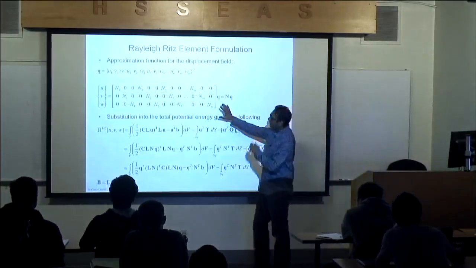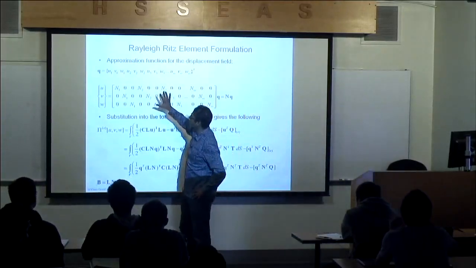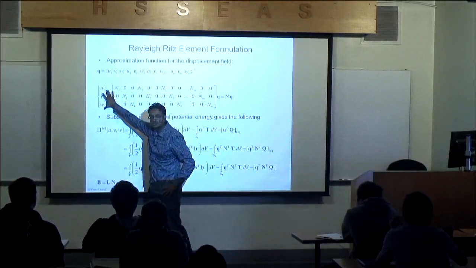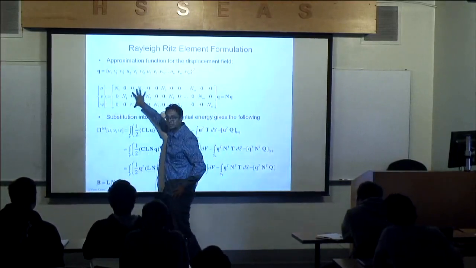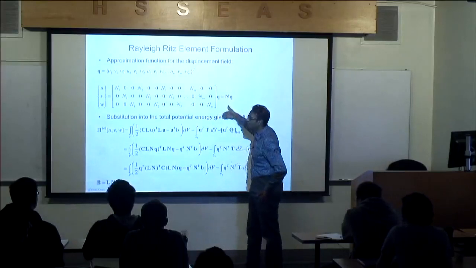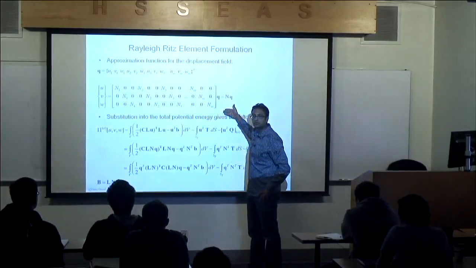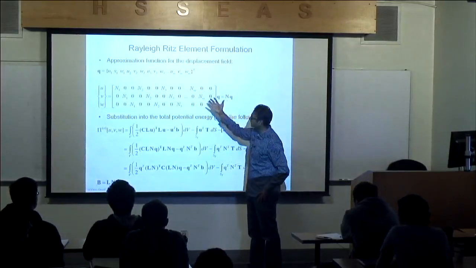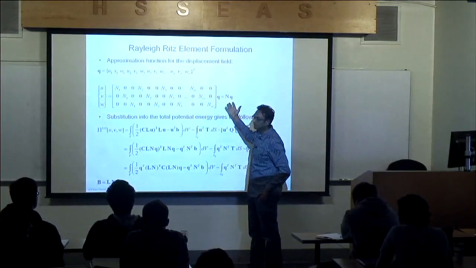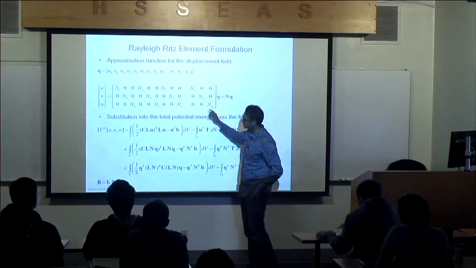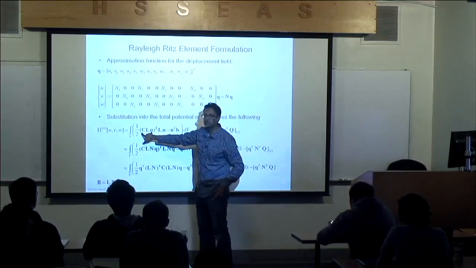All right, so I'm ready to plug in my approximation function, which is this one. These are my basis functions, and these are the unknown coefficients in Rayleigh-Ritz. I'll plug this into my total potential energy. And if you recall, this was stress, wasn't it?